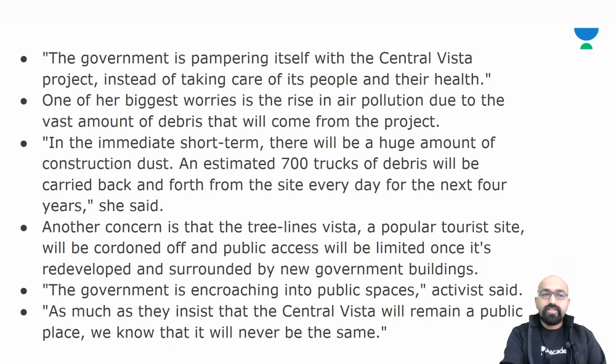environmental activists. The next point they raised: the government is pampering itself with the Central Vista project instead of taking care of its people and their health. Right. Next point, one of our biggest worries is the rise in air pollution due to the vast amount of debris that will come from the Central Vista project.